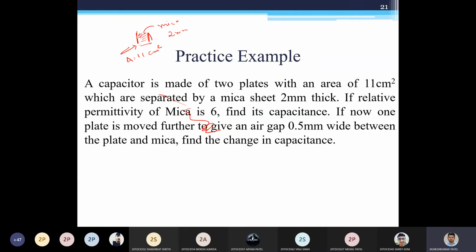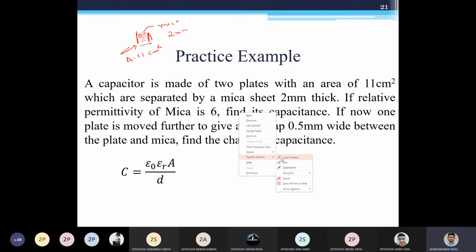And the relative permittivity is given as 6. So this is the basic information from which you can calculate your capacitance, and this is the equation that you are going to use: C is equal to epsilon 0 epsilon r A divided by d. So if you put values in this equation, what is the value of epsilon 0? 8.85 into 10 to the power minus 12. Epsilon r is 6. Now the main thing is this area.